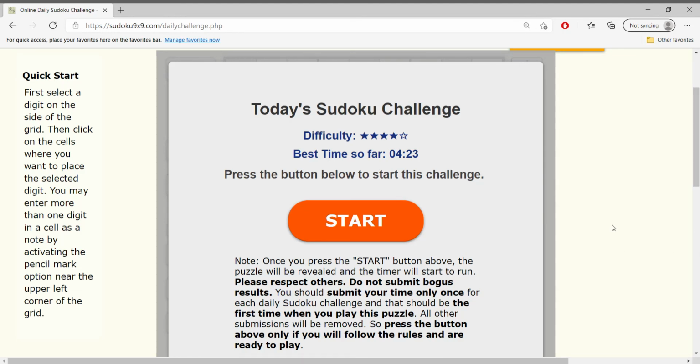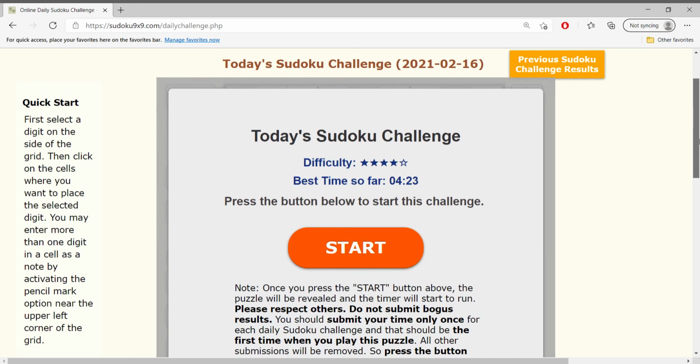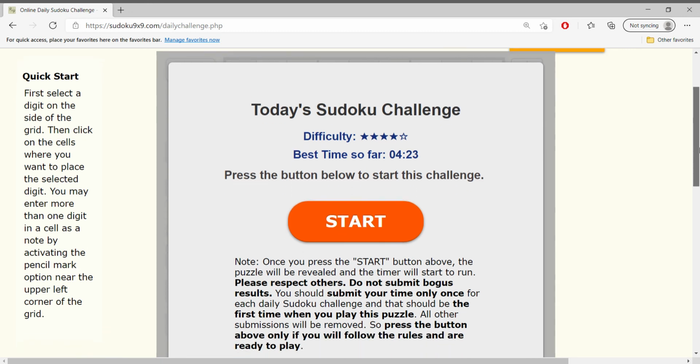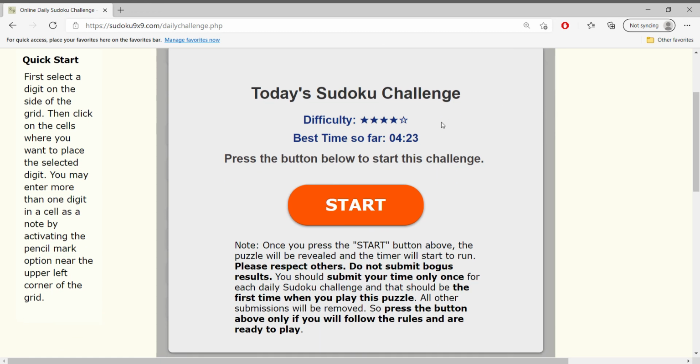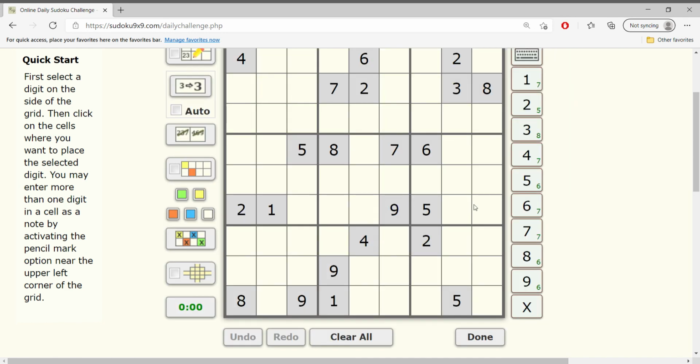Okay, this is the 9 by 9 Sudoku challenge for February 16, and it's 4 out of 5 difficulty, 4 minutes here. So we'll see if I can do it in 20 minutes. It's something I can try. So let's start here.